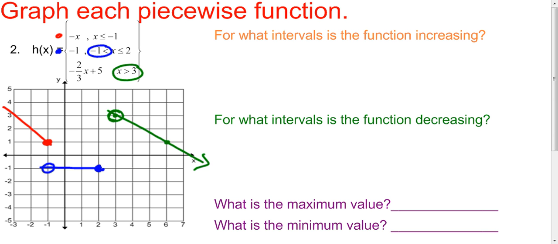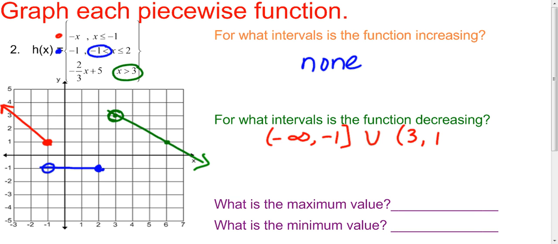And it's increasing where there is positive slope. And I don't have anywhere where there's positive slope here. It's decreasing where there's negative slope. And the red piece has negative slope. Okay, and I should make that arrow there. I think it got erased. My decreasing goes from negative infinity. This is in interval notation now. It goes from negative infinity until my x value is negative 1, and it's a closed circle, so I'll have a bracket. And again, when my x value is 3 to positive infinity.